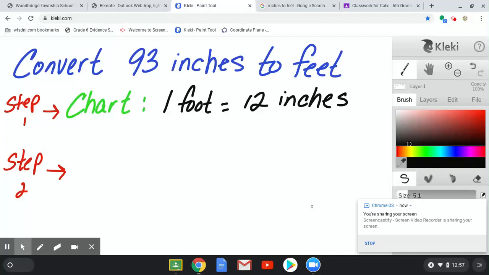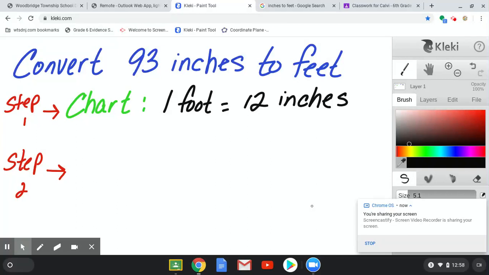Class, Mrs. Calvi here. Quick tutorial on converting customary units. This is 8182 in our textbook. If you notice here, I want to convert 93 inches into feet. So when we are converting, there are going to be 4 steps to converting.